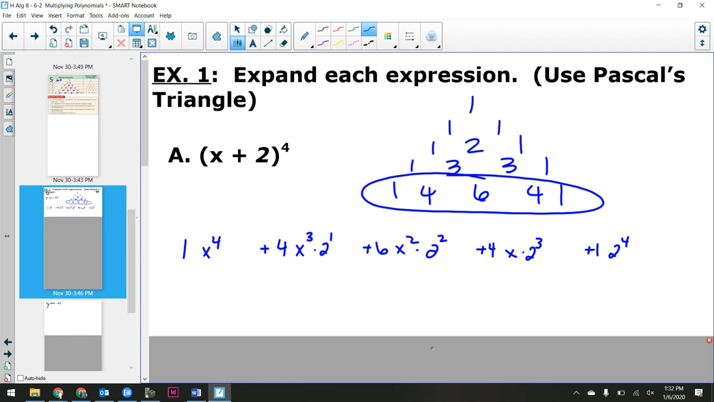There's nothing left to do with x to the 4th, so just leave it x to the 4th. This second term, 4x to the 3rd times 2 to the 1st, that's just 4 times 2, which is 8, x to the 3rd. The third term, that's 6 times 2 squared, which is 4. 6 times 4 is 24, x squared. My fourth term, 4 times 2 to the 3rd. 2 to the 3rd is 8. 8 times 4, 32, and then it's an x term. And then we have 2 to the 4th, which is 16.